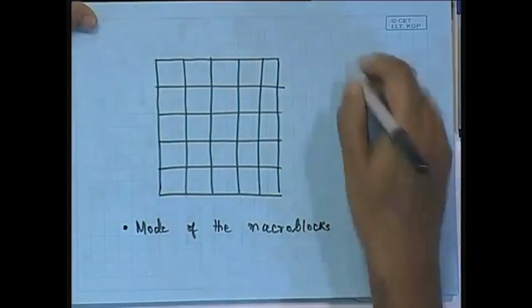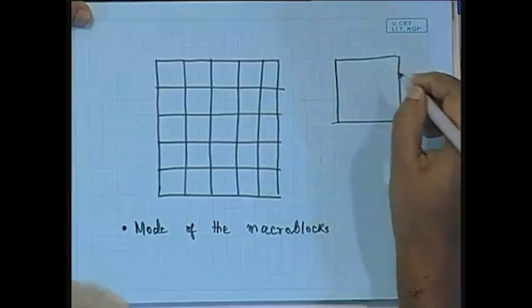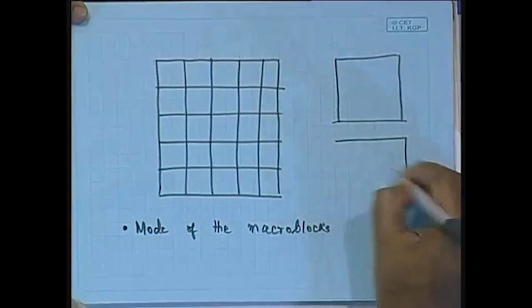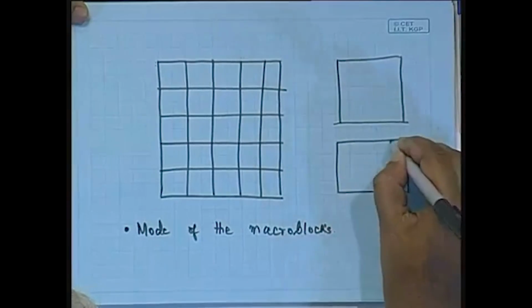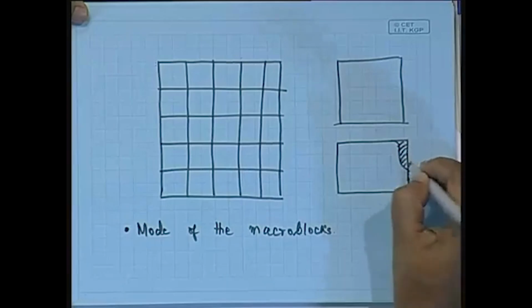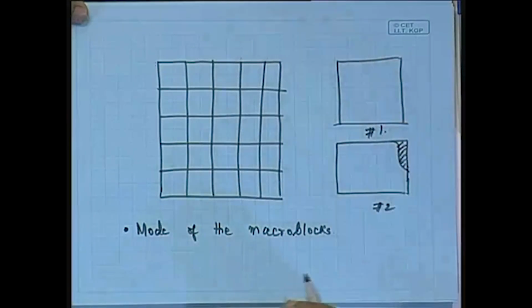For example, supposing we have an image where in frame number 1 we do not have a particular object, but in frame number 2 a particular object has appeared. Say this is the part of an object which has appeared in frame number 2, but it was not there in frame number 1. Now, what does that mean? That means in frame number 2 we have got some new information which has come in.